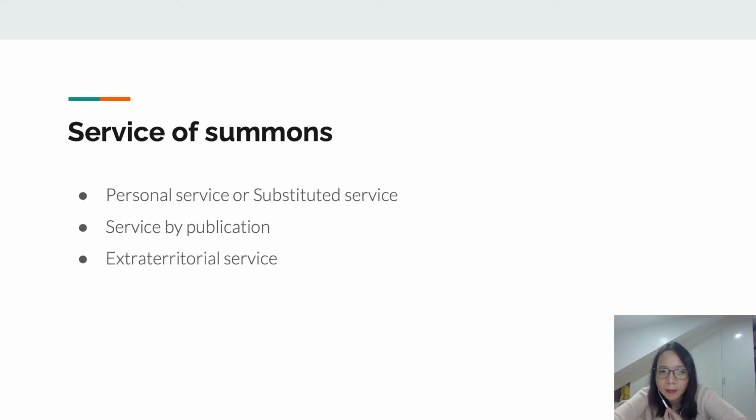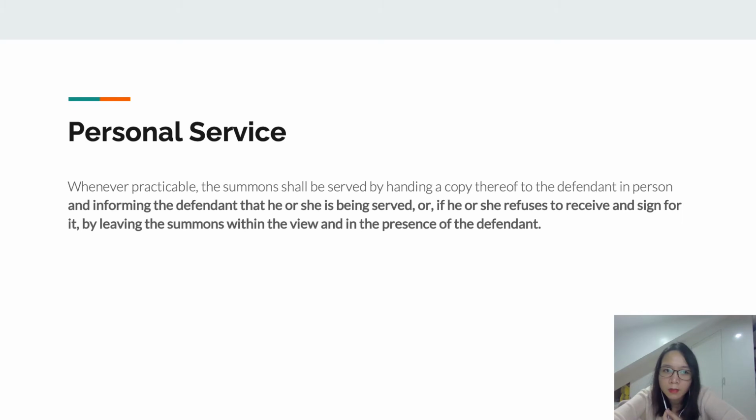So our next topic is how the service of summons is effected. For personal service, summons shall be served by handing a copy thereof to the defendant in person and informing the defendant that he or she is being served, or if he or she refuses to receive and sign for it, by leaving the summons within the view and in the presence of the defendant.